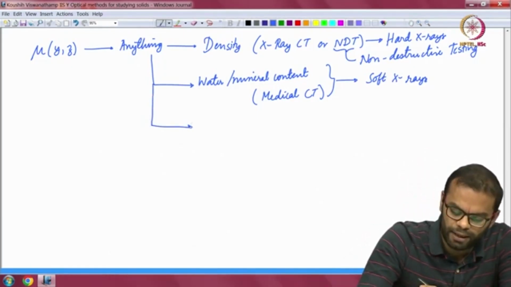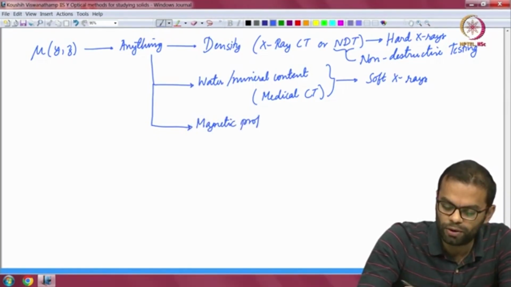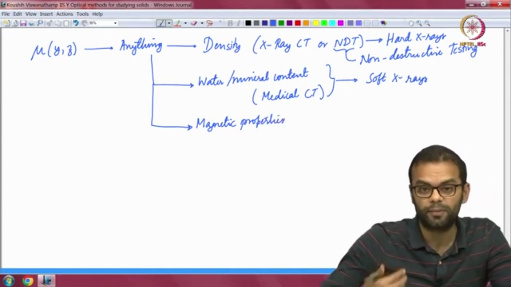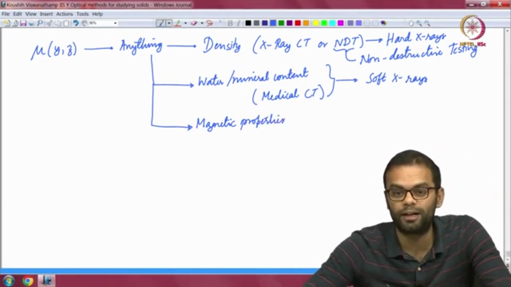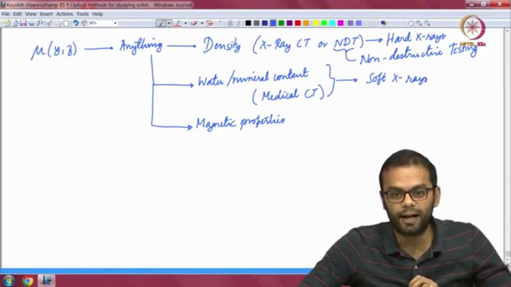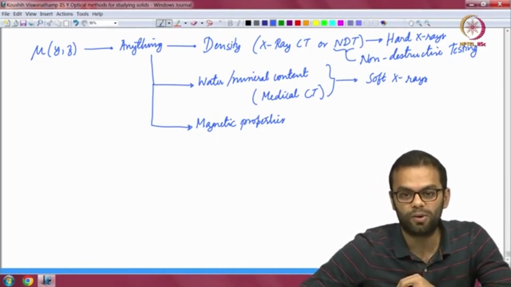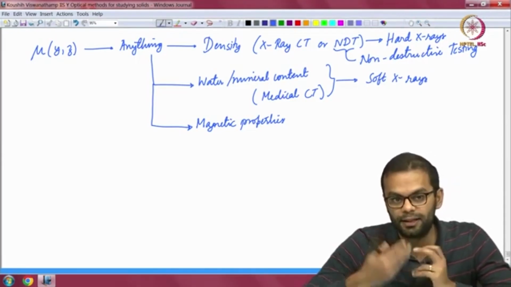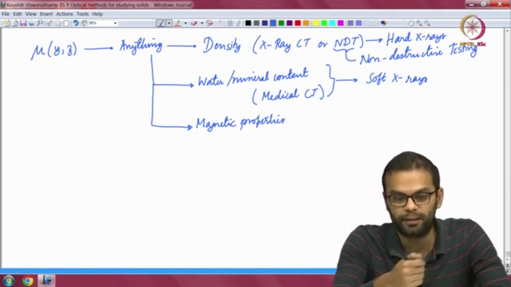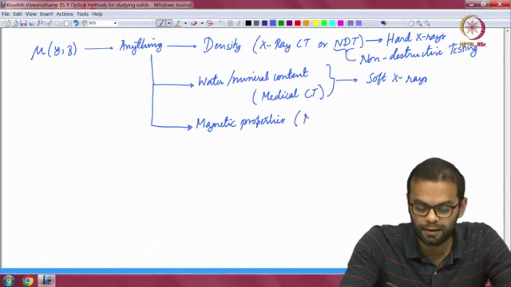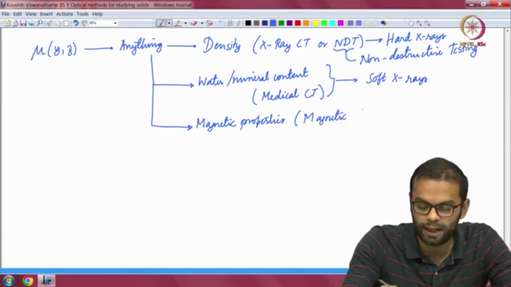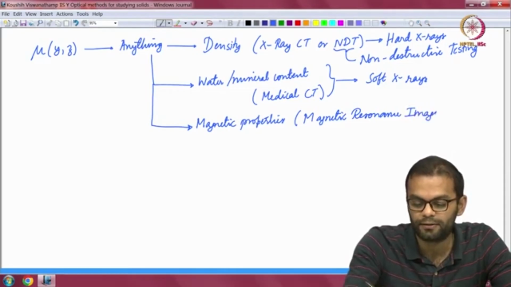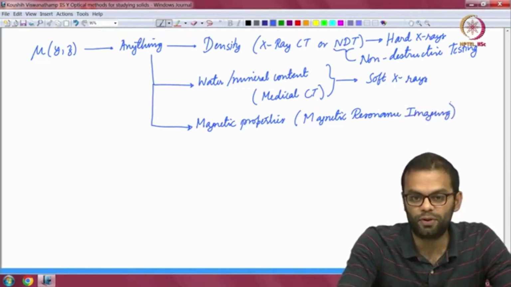Or this mu could actually even be proportional to the magnetic properties of the material. So sometimes there is a magnetic moment or a distribution of magnetic moments or magnetization you want to measure, and that it turns out is also described by the same Beer-Lambert law, in which case the reconstruction scheme that you do to get mu is actually measuring the magnetic properties, and this is exactly what happens in magnetic resonance imaging, or an MRI scan, if you have had the misfortune of going through one.